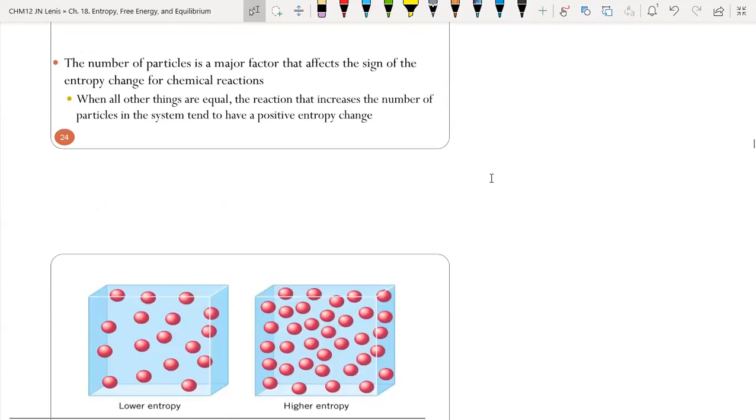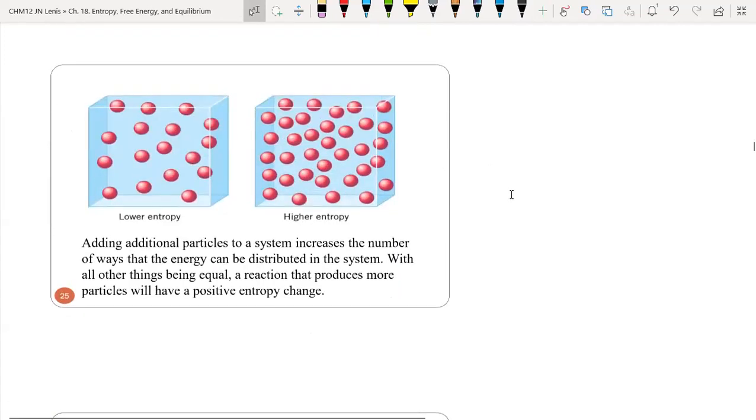In terms of number of particles, number of moles, when we increase the number of particles, there's a tendency to increase entropy. Increasing number of particles, if the reaction is making more particles, that means the reaction is increasing the entropy, increasing the state of disorder of the system. Now you have more things to organize.